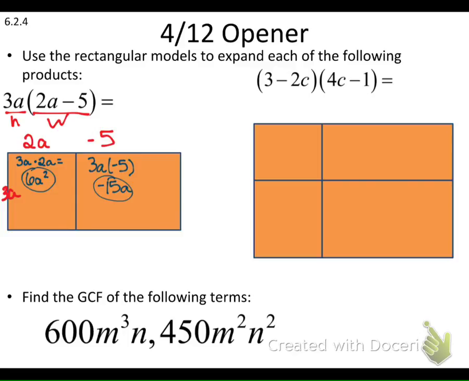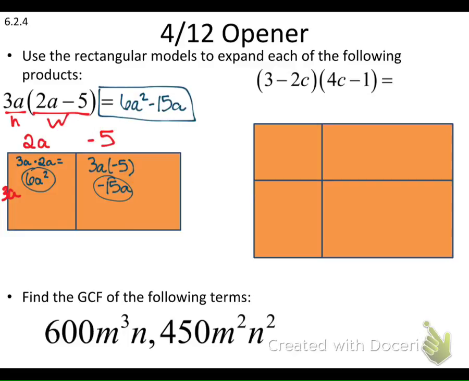All right, let's bring those up here. So I have 6a squared. I have a negative number, so minus 15a. Is that my final answer? Yeah. Why is that my final answer? Because we don't have any like terms. Very good. All right, box that answer up.